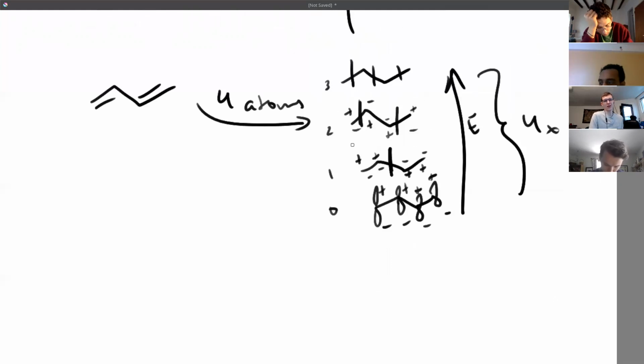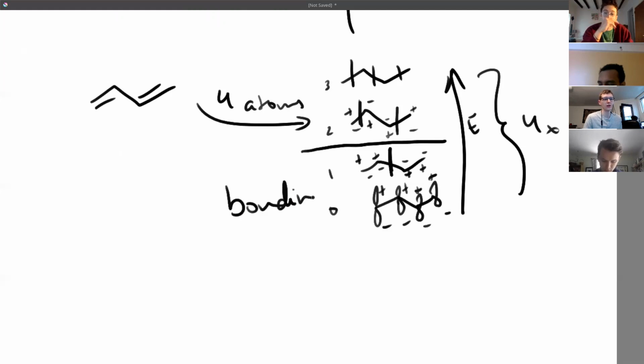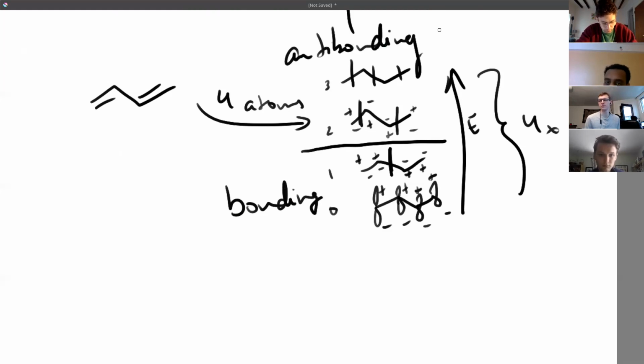And in case this diagram wasn't already getting busy enough, draw a big line halfway through. These are bonding. These are anti-bonding. And that's how you get all of them.